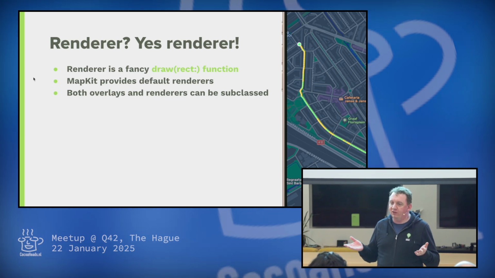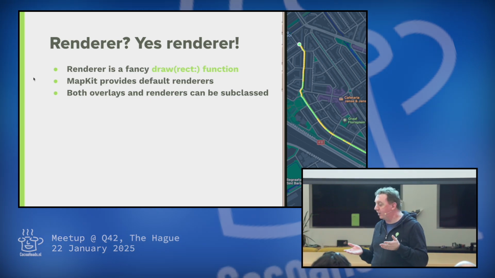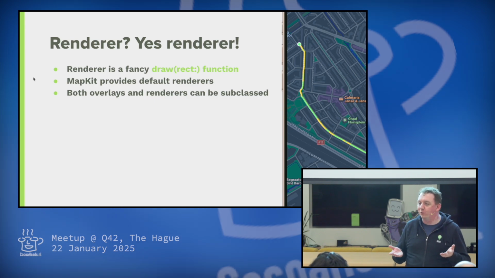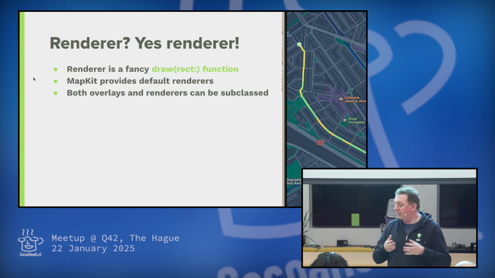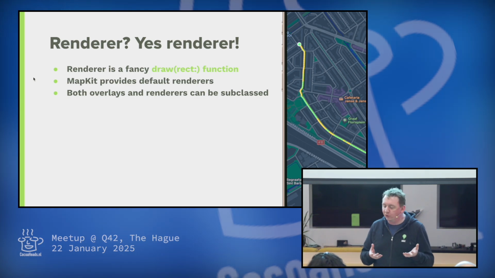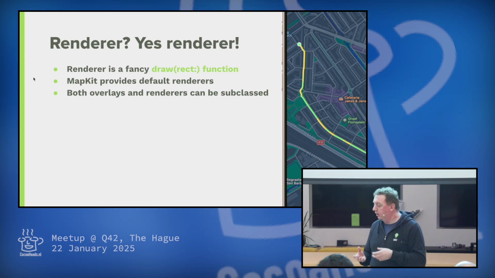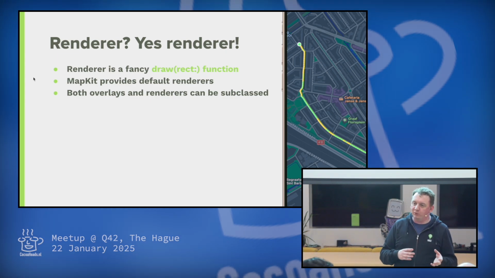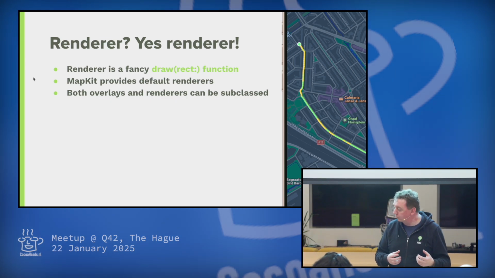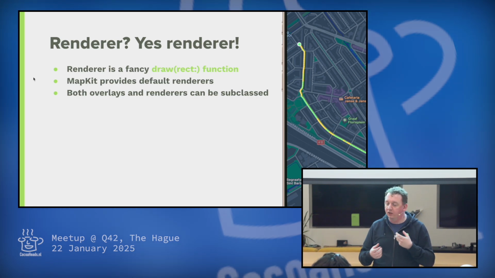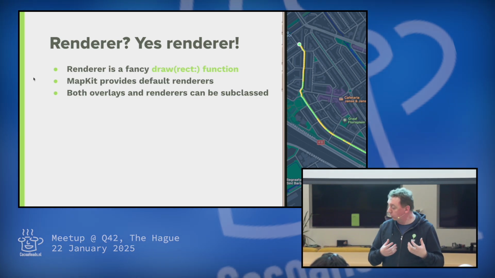It's basically just the fancy version of a draw rect function that we find on UIView. It simply draws the shape and does that in a specific map tile of that map. MapKit provides some of those default renderers that we saw before, but both the overlays and the renderers can be subclassed to provide additional details. You can already use the properties on these renderers to adjust details like line width and the color.